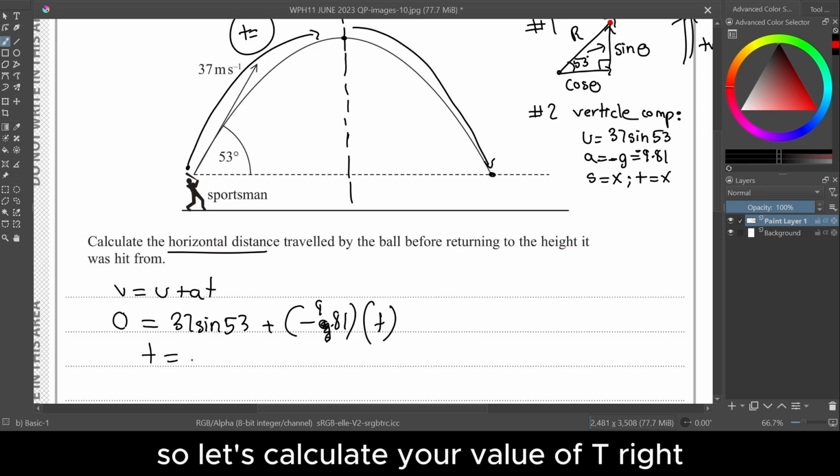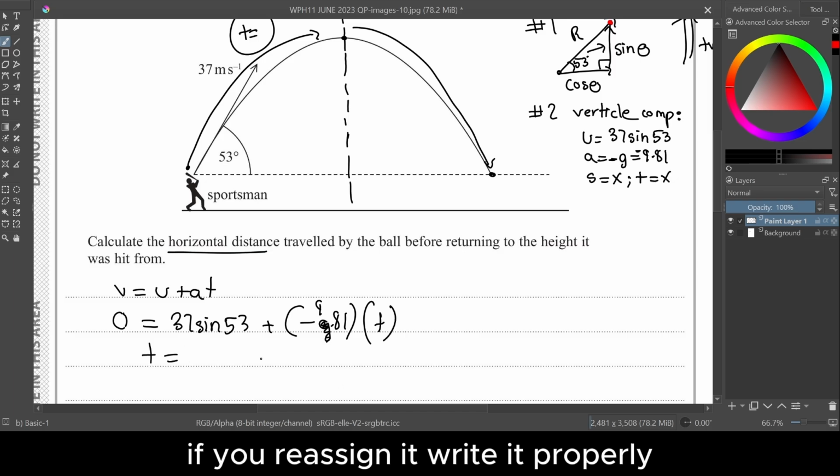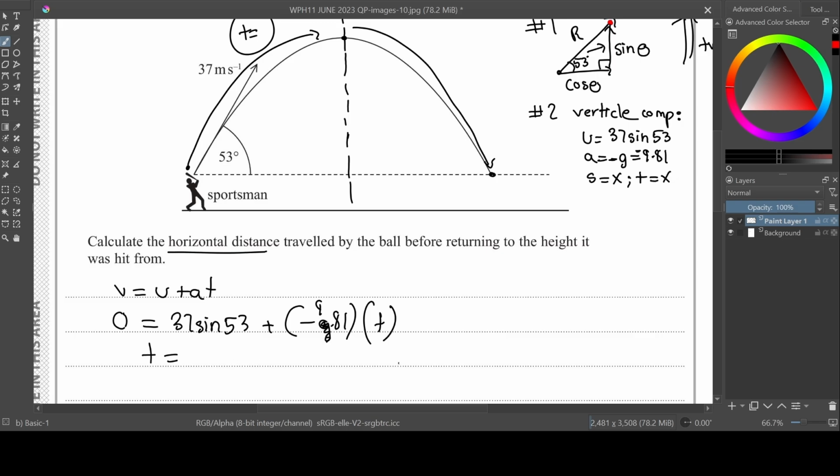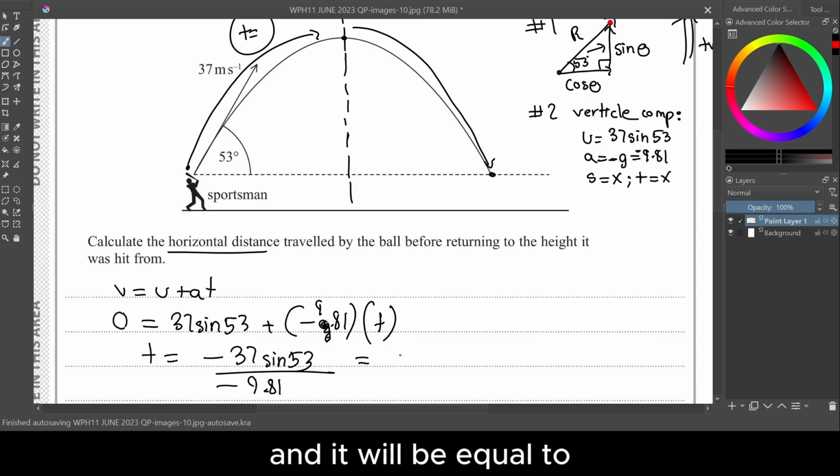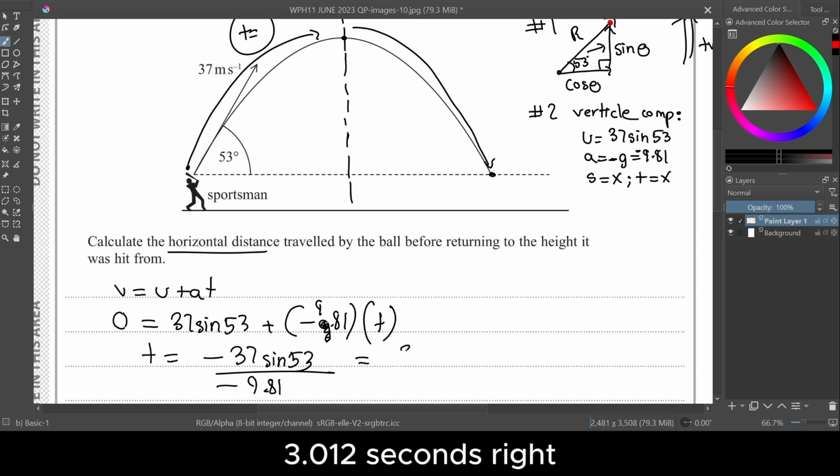So let's calculate your value of t, right? If you rearrange it and write it properly, this thing will go here. It's negative 37 sine 53 divided by negative 9.81, and it will be equal to 3.012 seconds, something like that.